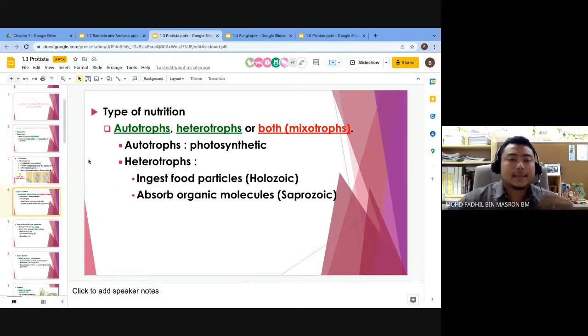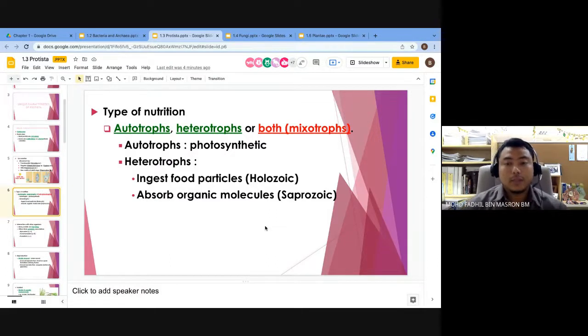Okay, dari segi type of nutrition. Dari segi type of nutrition ni dekat dalam kingdom protista ni ada yang autotroph, ada yang heterotroph ataupun ada yang both, mixotroph. Okay, so apa itu autotroph? Autotroph adalah organism yang boleh buat makanan dia sendiri, typically secara fotosintetik. Okay, yang secara fotosintesis lah.